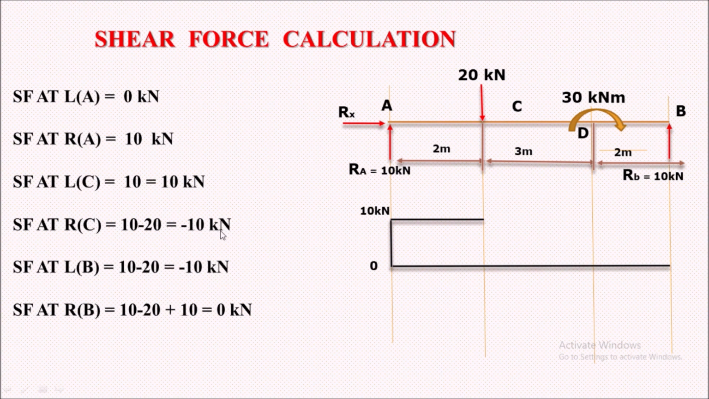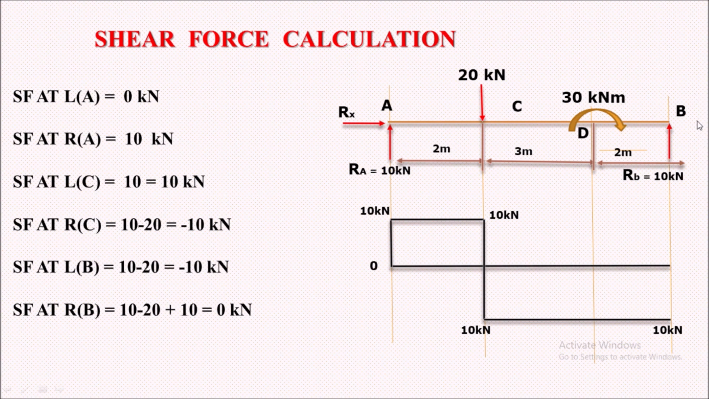So minus 10 kilonewton means it will go below this 0 line, minus 10 kilonewton to this side. Here we have minus 10 kilonewton. Now we consider the left of B. Again we have 10 minus 20, minus 10 kilonewton, which will remain here, minus 10 kilonewton. At point B we have a horizontal shear force line.